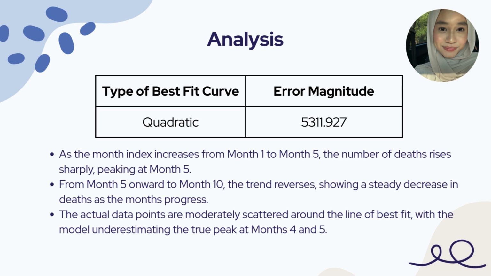Next, I am going to present the analysis of the graph. The type of best fit curve is quadratic and the error magnitude is 5311.927. As the month index increases from month 1 to month 5, the number of deaths rises sharply, peaking at month 5. From month 5 onward to month 10, the trend reverses, showing a steady decrease in deaths as the months progress. The actual data points are moderately scattered around the line of best fit, with the model underestimating the true peak at months 4 and 5.